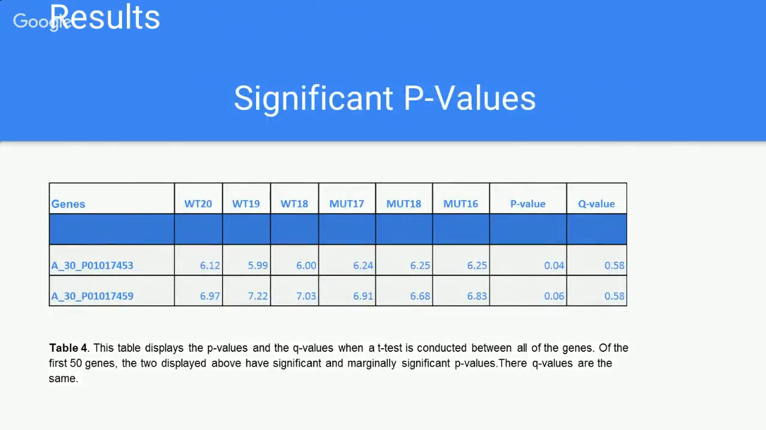Here is another table that showed the significant p-values within the first 50 genes that we analyzed, and we found that within the first 50 genes that we analyzed, 2 of them had significant or marginally significant p-values of 0.04 and 0.06. And the q-values are the same as well.